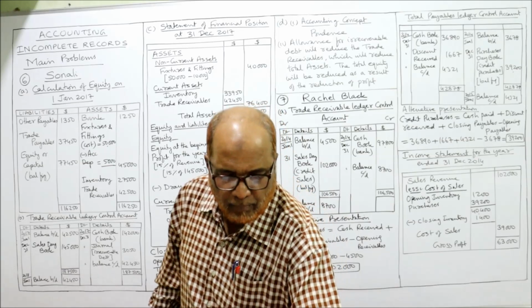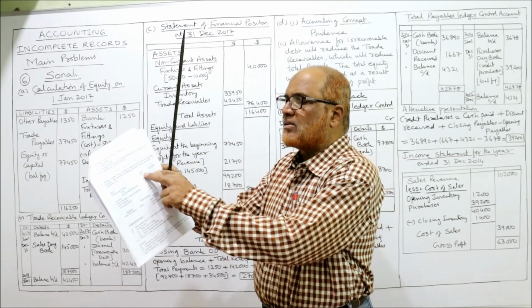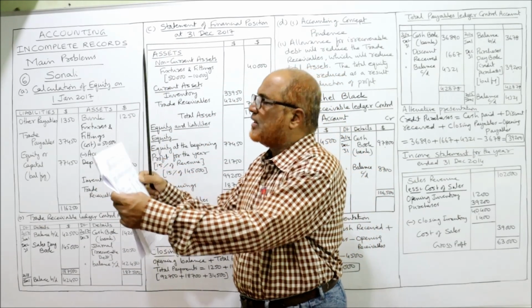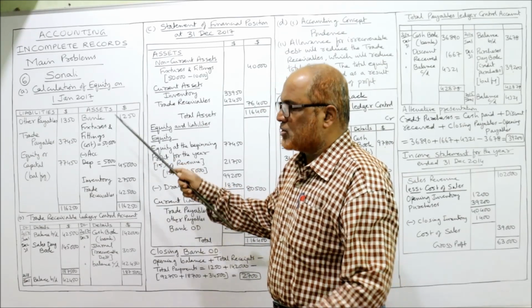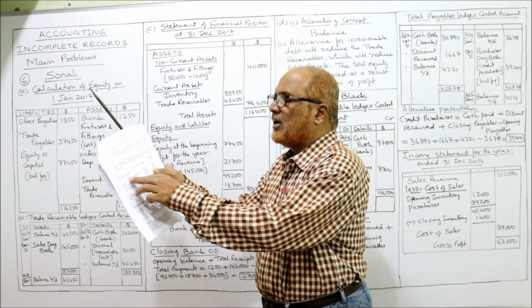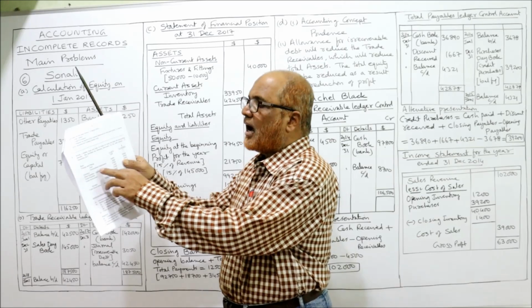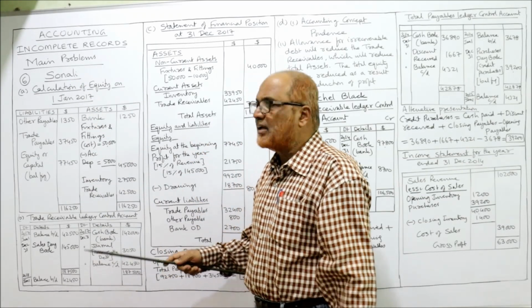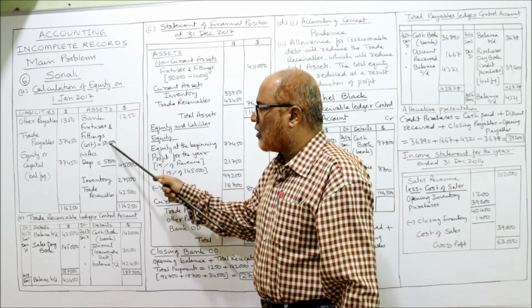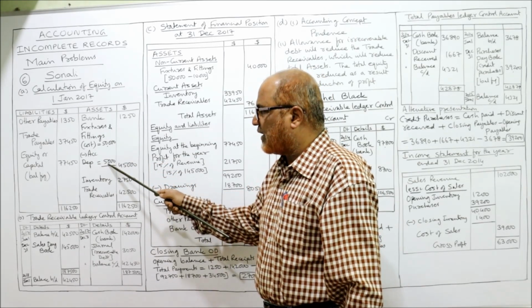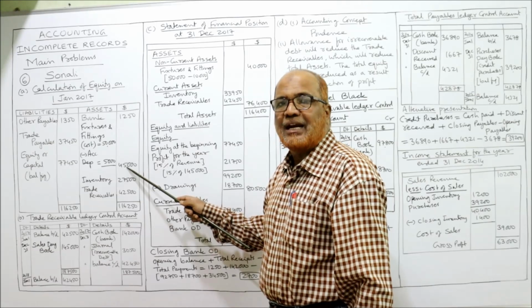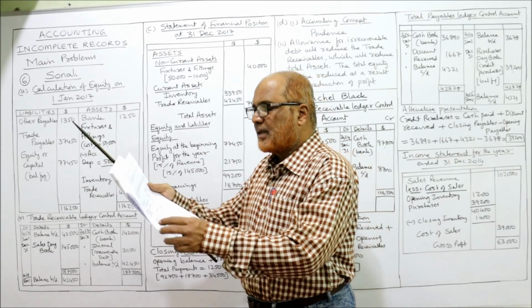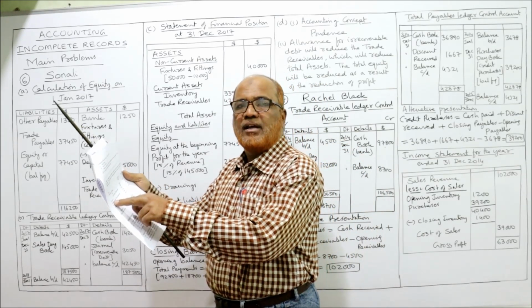You can see in the problem, 1st January 2017, all assets are given. Bank balance 1,250. Fixtures and fittings cost is 50,000 and accumulated depreciation 5,000, so deduct 5,000. 50,000 is the cost, accumulated depreciation 5,000, 45,000 is the net value, the carrying value. Then inventory. Inventory is an asset.